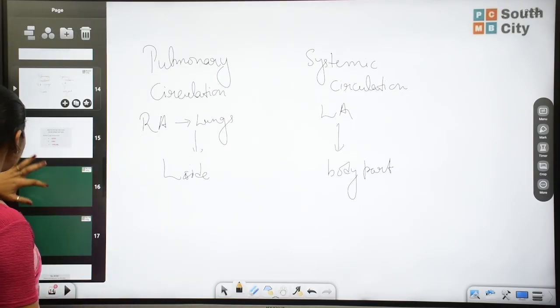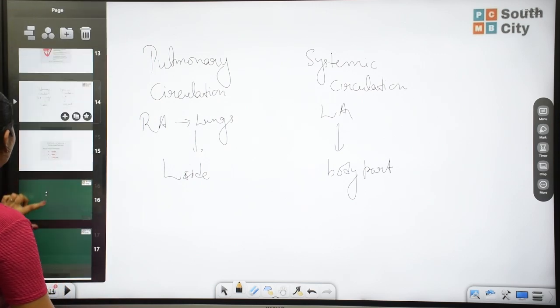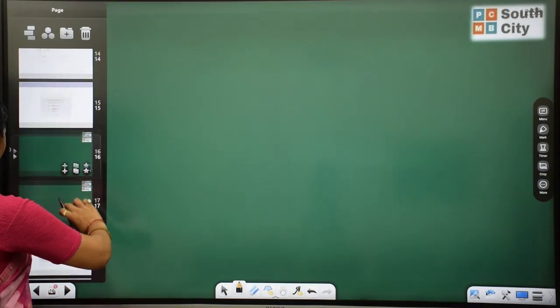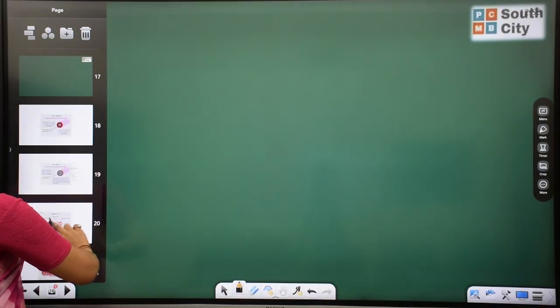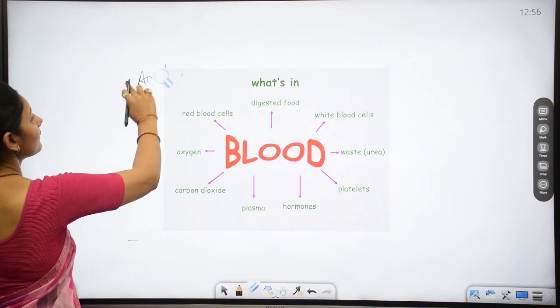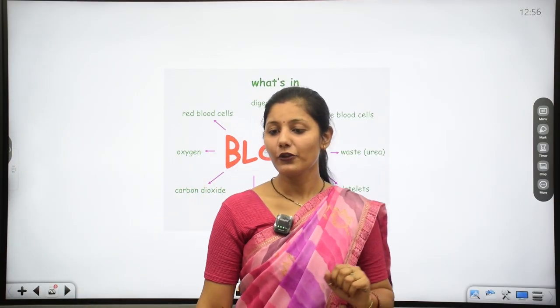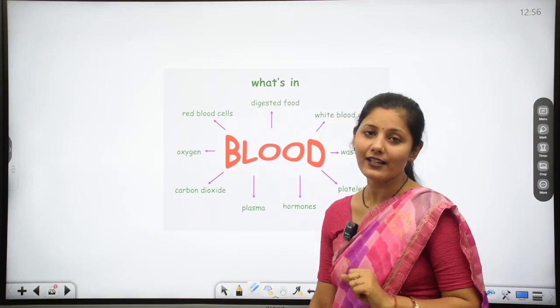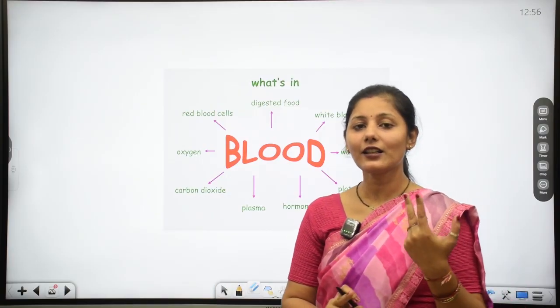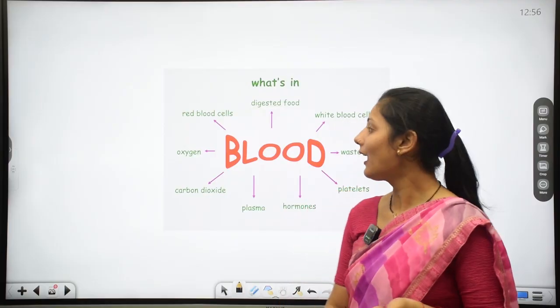Now come to the blood. What is blood? The blood is a fluid which is present in our body. You know that blood has two parts. The first part is known as the cellular part, and the second part is known as the non-cellular part of the blood, which is known as the plasma.